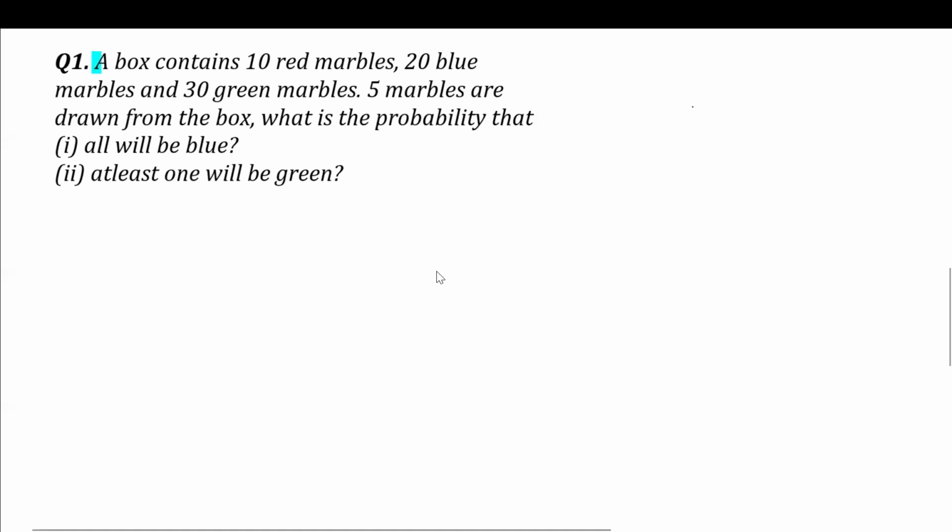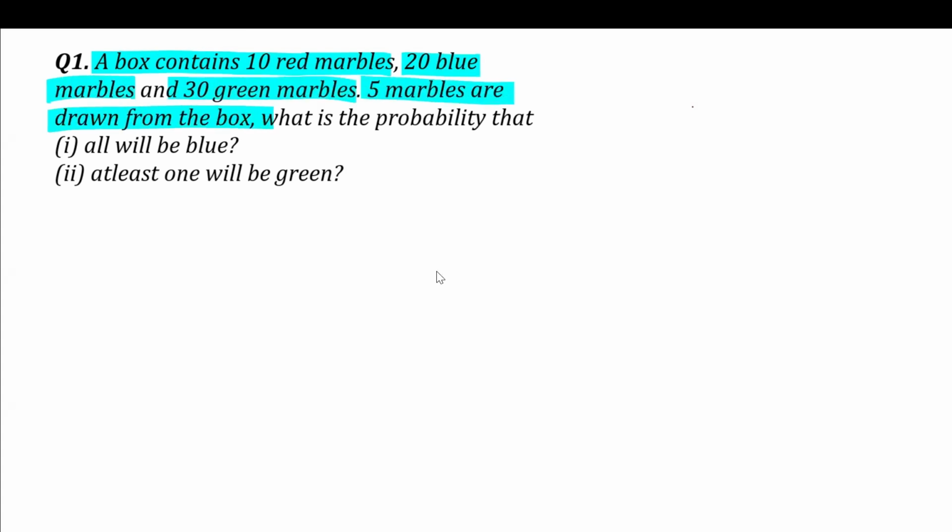Now in this question it says a box contains 10 red marbles, 20 blue marbles and 30 green marbles, and 5 marbles are drawn from the box. What is the probability that all marbles are blue? Second case, at least one will be green. So we have how many marbles? 10 red, 20 blue, 30 green. So that means 60 marbles.